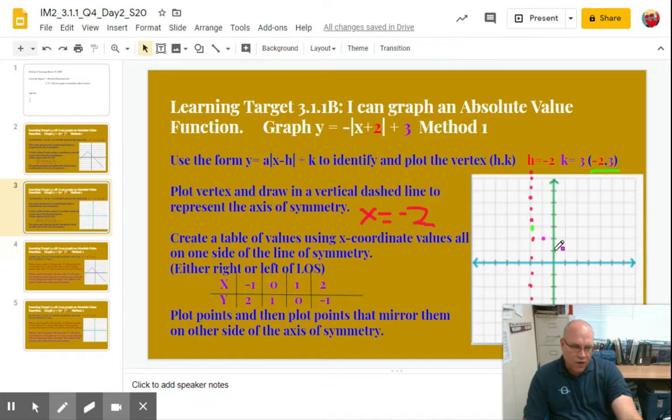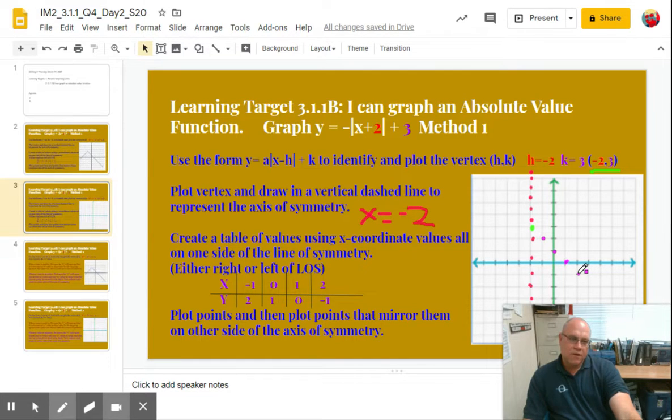So 0, 1. When I substitute 1 in, I get 1 plus 2 is 3. Absolute value of 3 is 3. Opposite of 3 is negative 3. Negative 3 plus 3 is 0. So I get 0. I plug in 2 for x. I get 2 plus 2 is 4. Absolute value of 4 is 4. 4 times negative 1 is negative 4. Negative 4 plus 3 is negative 1.